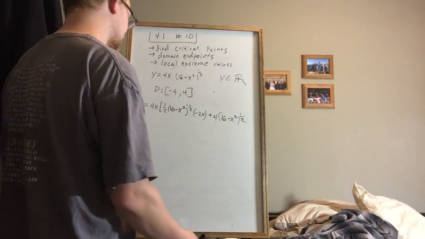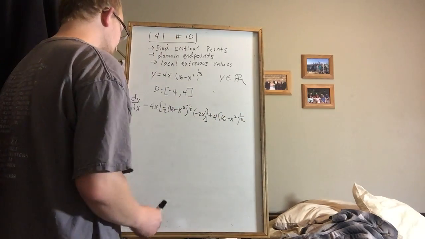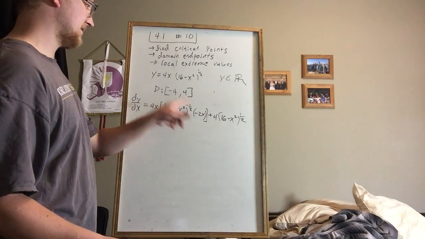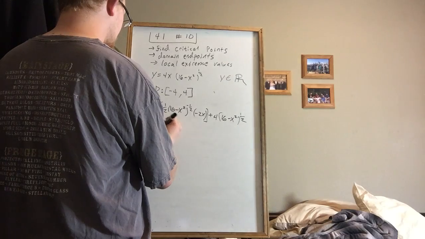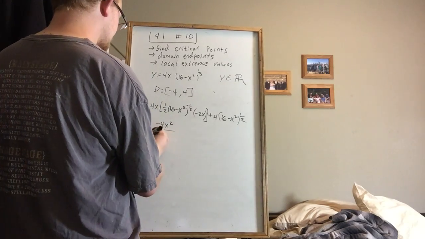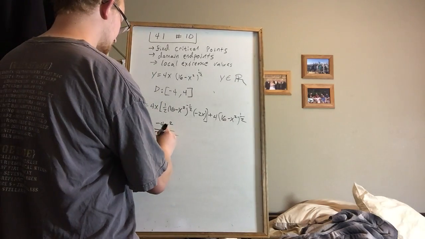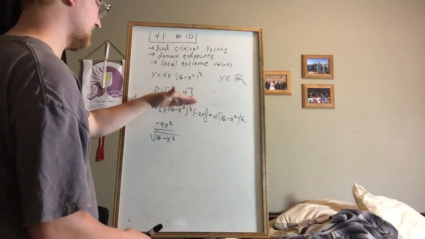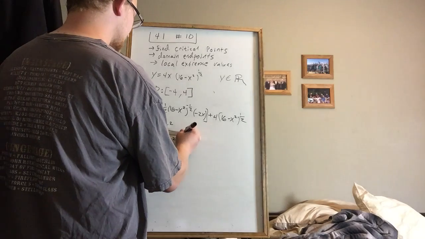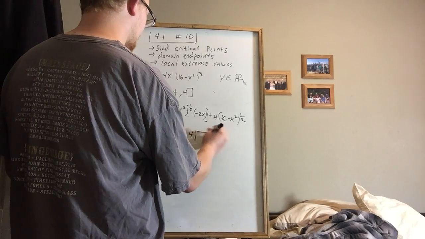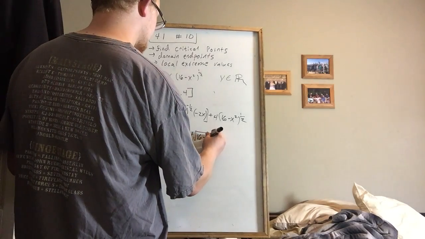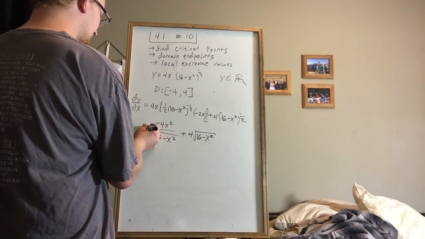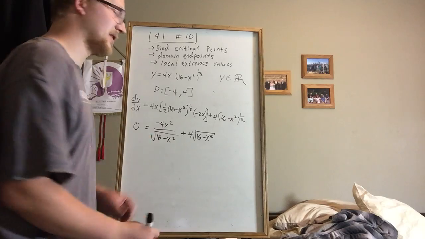And now let's go ahead and simplify. So 4 divided by 2 is 2. 2x times negative 2x is negative 4x squared. And that's all over the square root of 16 minus x squared, because this is to the minus 1/2, so it's a root in the denominator. Then we're adding 4 times the square root of 16 minus x squared for this term over here. And with extrema points, we set them equal to 0.